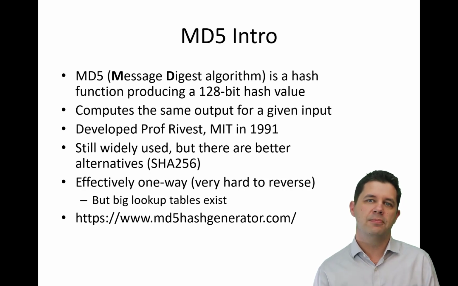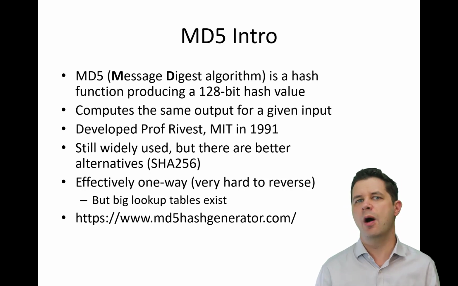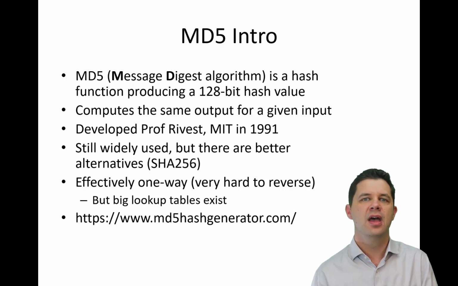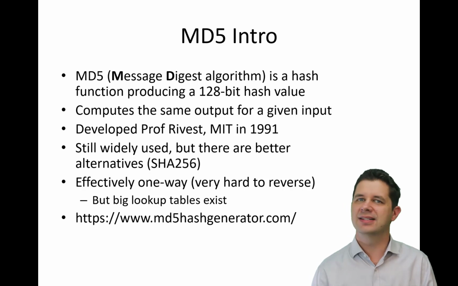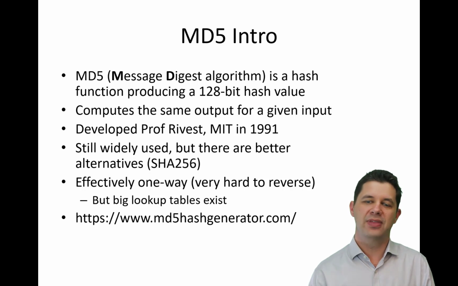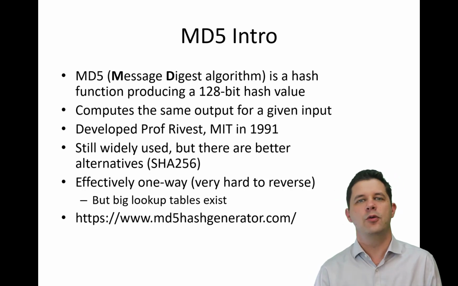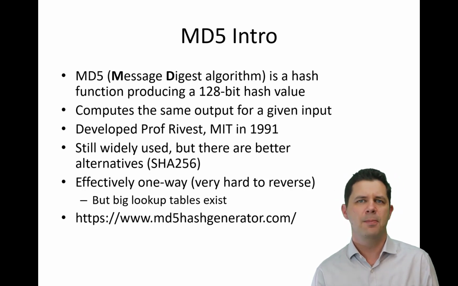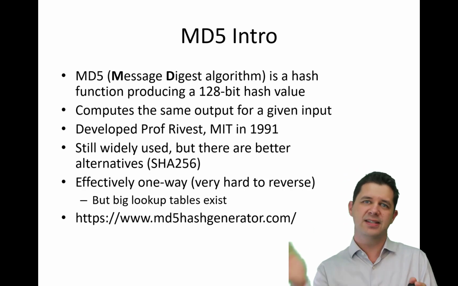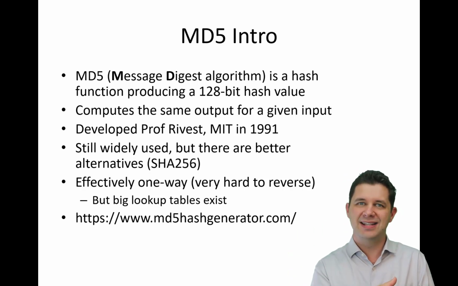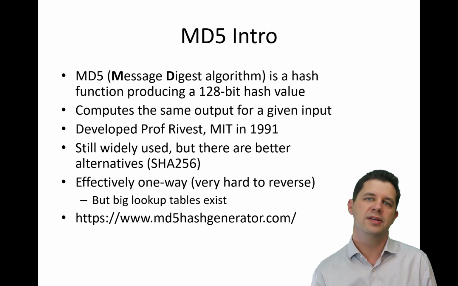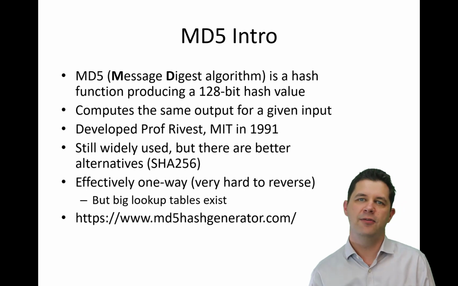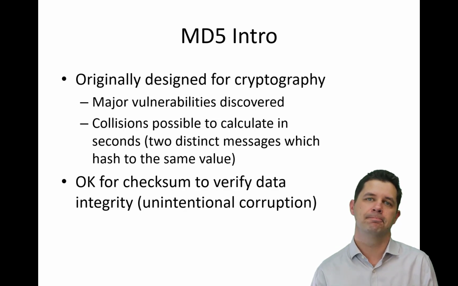For example, secure hash algorithm 256. So essentially what we call a one-way algorithm, very hard to reverse, but there are big lookup tables that exist. If you search for something that's been MD5 hashed, there are places on the internet where you'll find ways to reverse that, basically because there are huge mappings of MD5 hashes back to data that people have mapped out, and you'll get an idea what the solution was. And so you can use something like the MD5 hash generator to create your hashes.